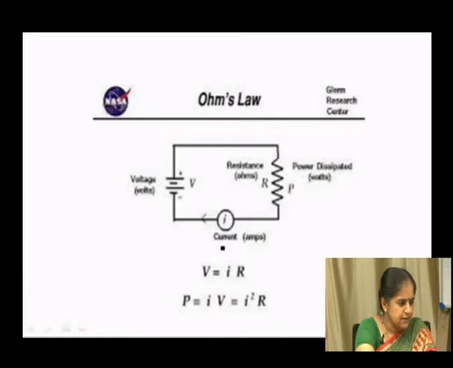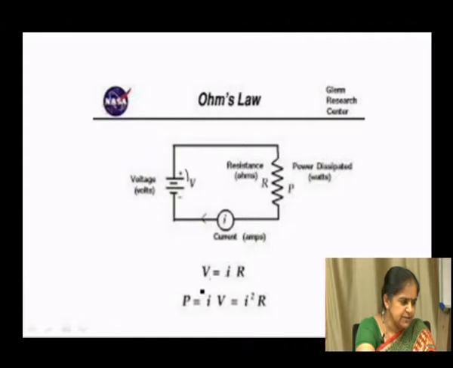This is the circuit. This is the voltage applied between the two points of the resistor or the conducting material, where R is the resistance between the two points of the conductor and I is the current which is flowing in the circuit. So the equation which gives the relationship between the three parameters is V, the voltage applied, which is equal to the product of the current I flowing in the circuit and the resistance of the conductor. This is another form of Ohm's law. V is equal to I into R.